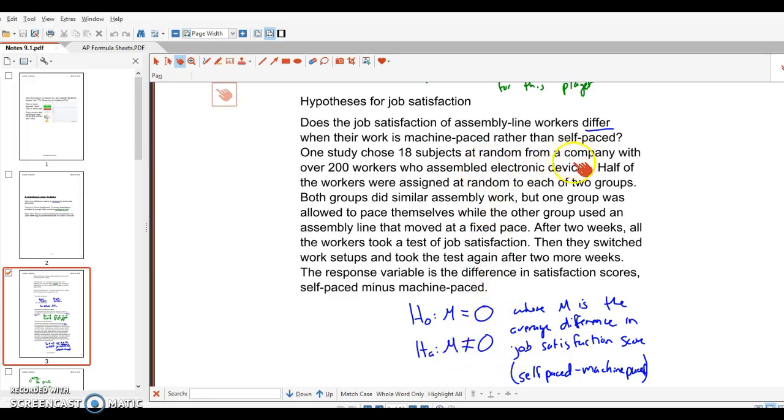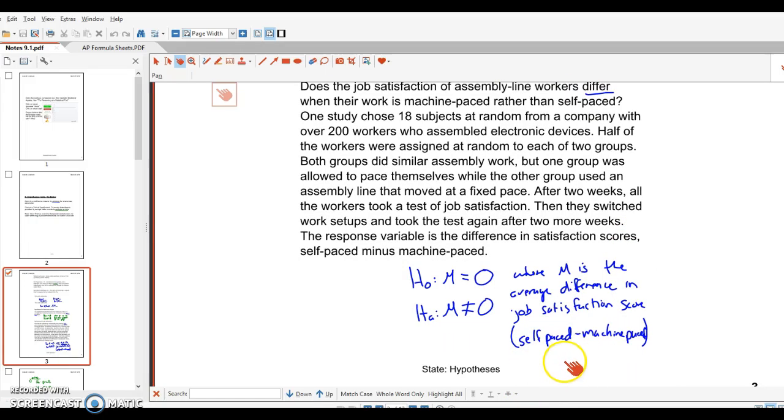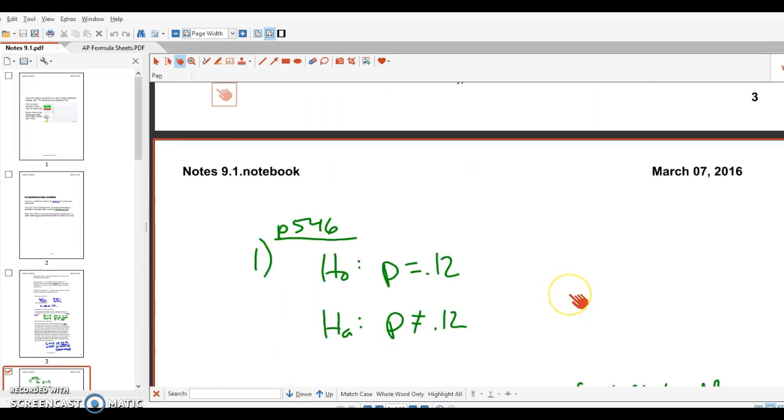And you don't have to put any kind of personal lens to this to figure out whether I think, well, maybe they would be happier with one way or another. If you look at the problem, it just says, does the job satisfaction differ? Therefore, you just use not equal to, and then define where mu is the average difference in job satisfaction, and I would want to spell out which way I'm subtracting. So for instance, self-paced minus machine paced.